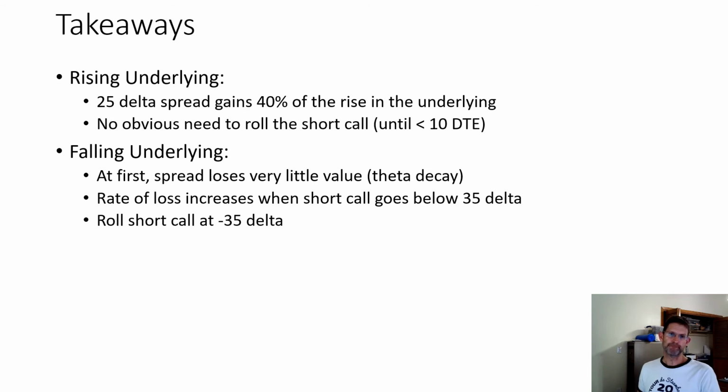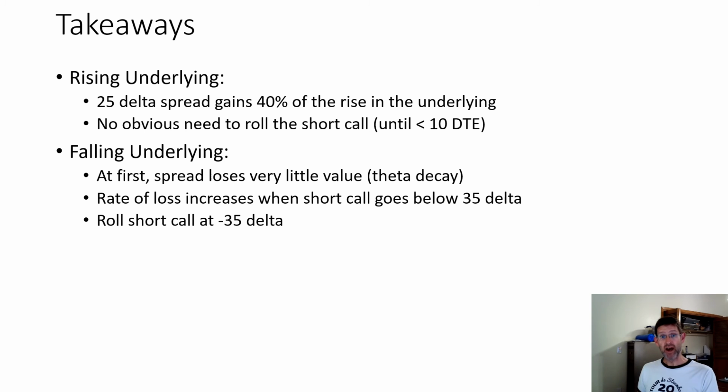Anyway, so the takeaways here: when the underlying increases in price, this 25 or 23 delta spread gained 40% of the rise in the underlying. So it seemed to have about a 2-for-1 benefit over just owning 23 shares of stock. And I can't see any obvious need to roll the short call until you get to within less than 10 days to expiration. So once the underlying goes up, you might as well let it ride. I usually end up rolling the short call when the stock rises at about 75 delta, but that's just me.